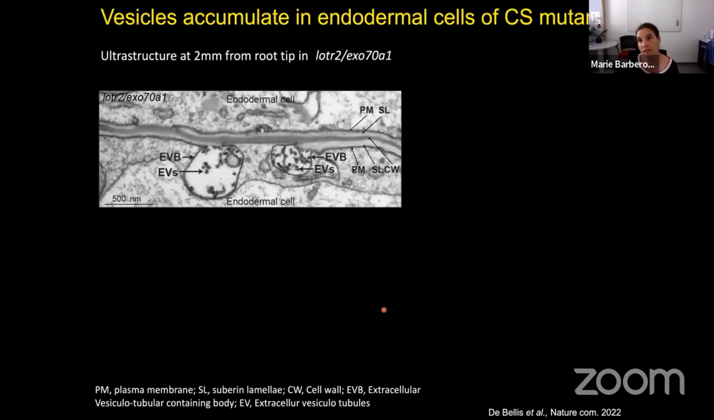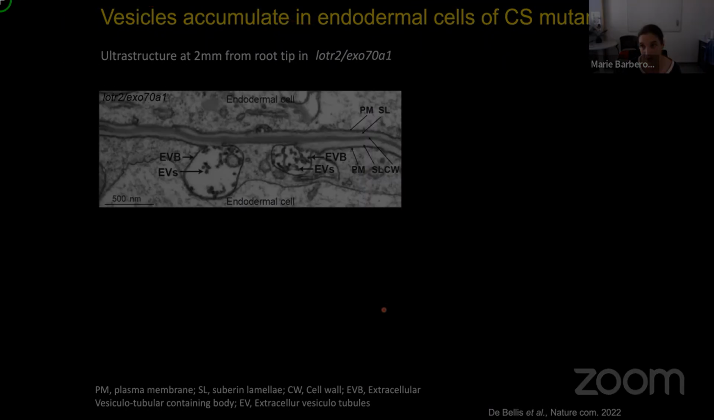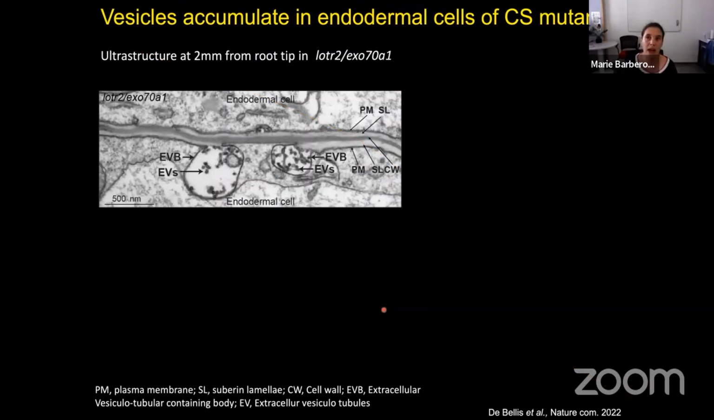This started when we worked with Casparian strip mutants, and we looked at them at the ultrastructural level, and we could see accumulation of big vesicles at the periphery of endodermal cells. Here I'm showing you the Lord of the Ring 2 mutant, a well-known Casparian strip mutant. You have two endodermal cells next to each other, and attached to the plasma membrane we have these big vesicles, around 500 nanometers wide, so they are pretty big, and inside there are a lot of internal structures. So we wondered what was happening in this mutant, if it was due to this Casparian strip defect or maybe other aspects.